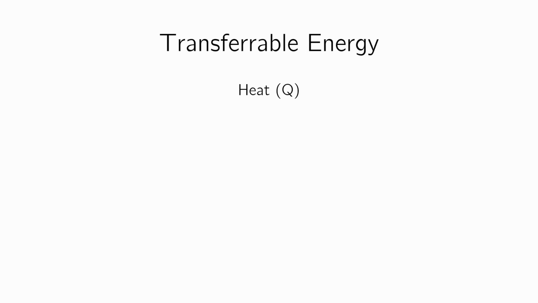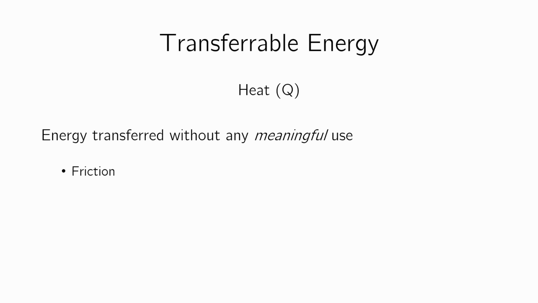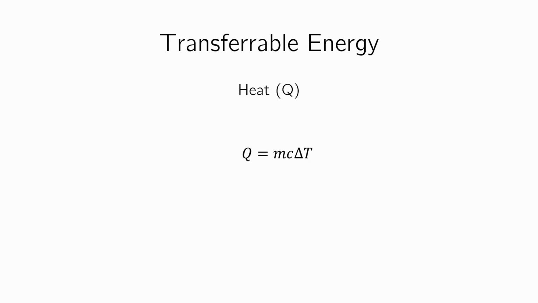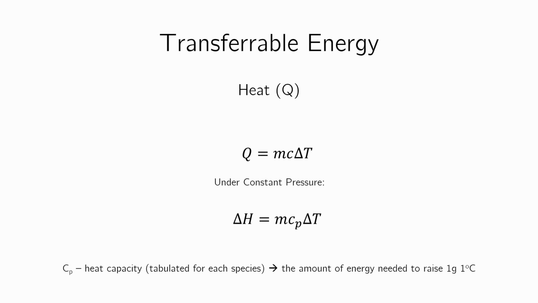Okay? I can calculate heat from MC delta T. There you go. Q is equal to MC delta T. M is the mass. Delta T is the temperature difference. And C is this thing called specific heat. Heat capacity or specific heat is the amount of energy that's needed to raise 1 gram of something 1 degree Celsius. What do I mean by that? Well, every substance has its own CP. You'll go look it up in a table, or you're given that in a question.